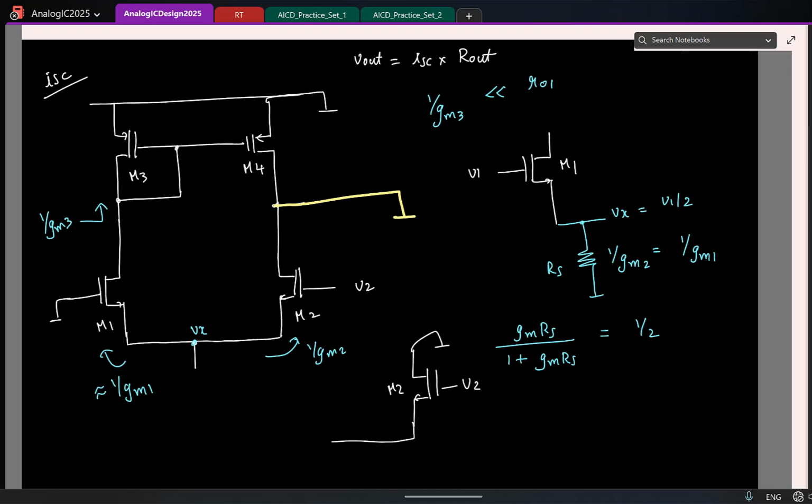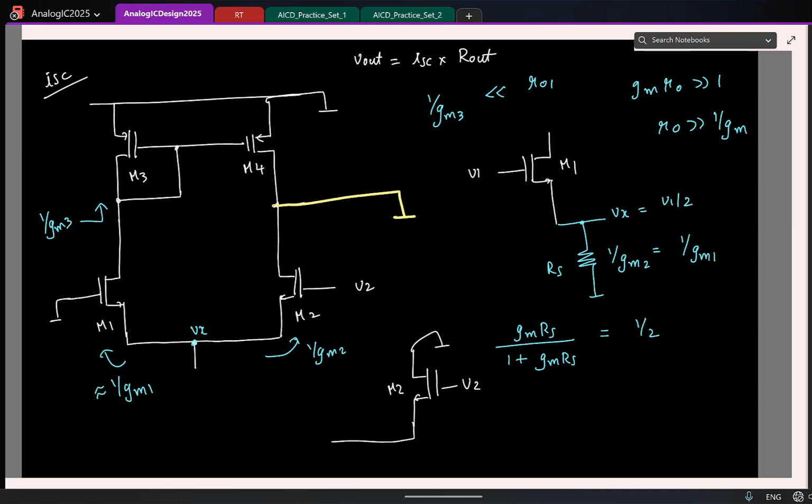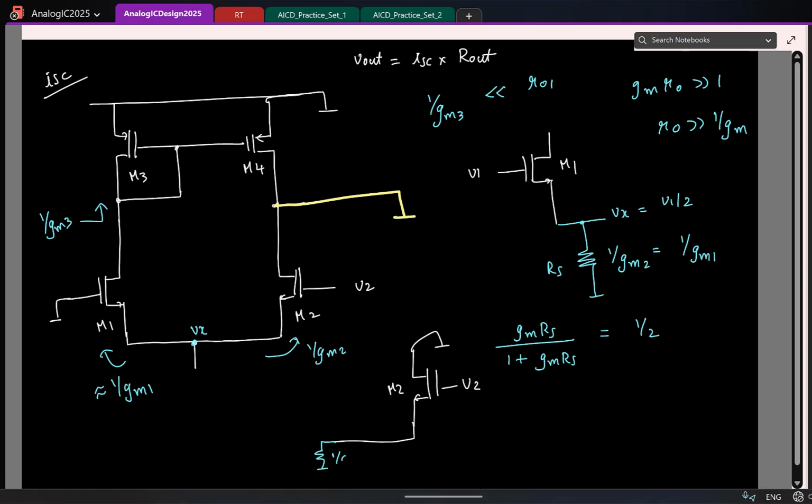Because in saturation, typically Gm R0 is much greater than 1. Which means R0 will be much greater than 1 by Gm. Again, I am comparing between two different transistors, but still the inequality holds. So which means I again have an effective resistance of 1 by Gm. So what will be the Vx now?